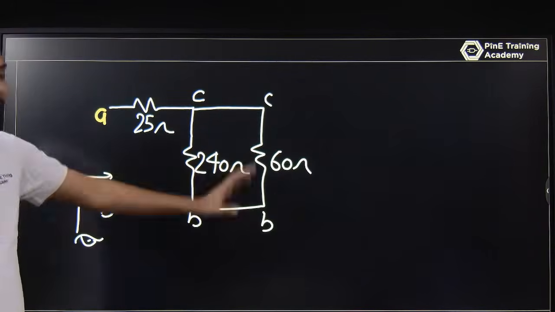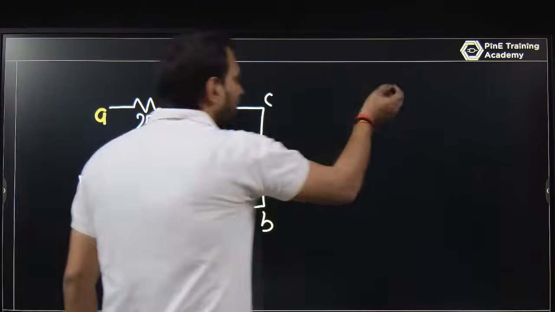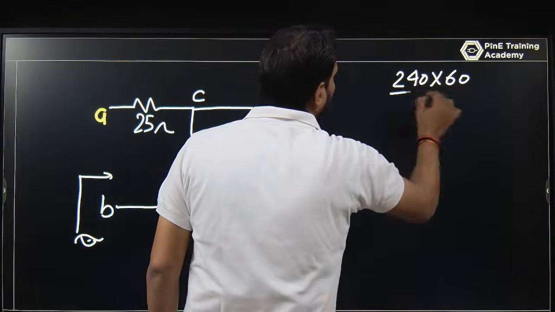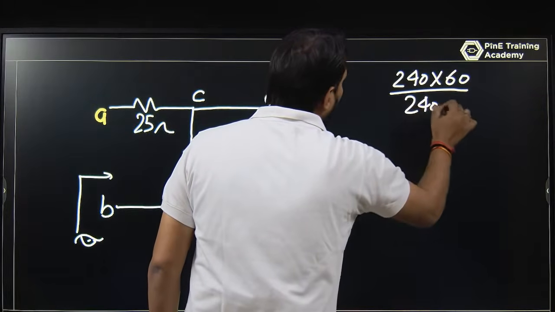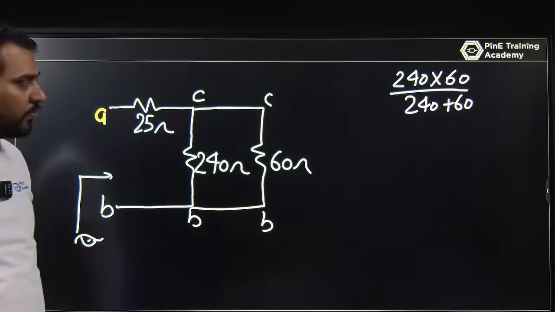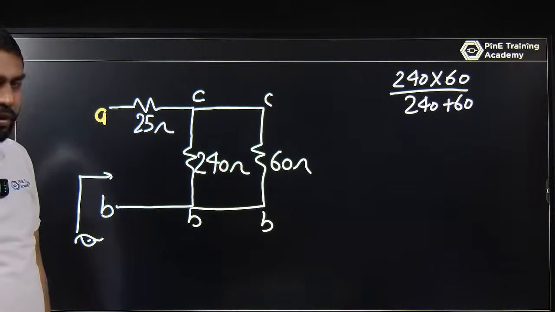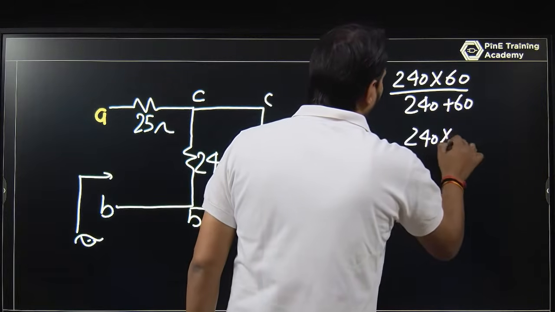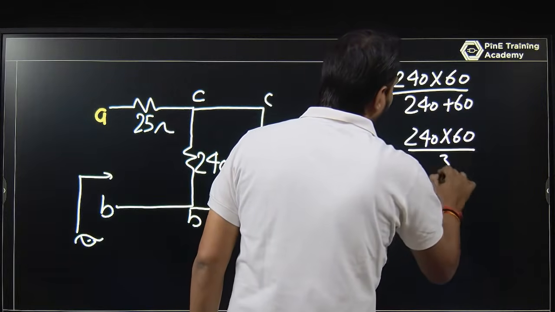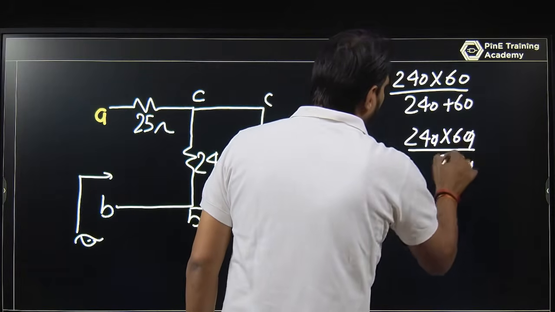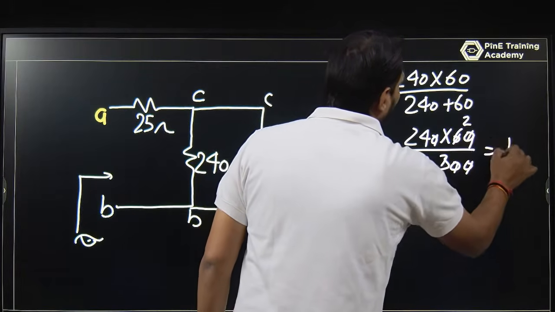So 240 and 60 are in parallel. So you can solve that, 240 into 60, because you have two impedances only. You just solve that basic funda, Z1 into Z2 upon Z1 plus Z2. So this is 240 into 60 upon 300. This cancels out, and this is 48.